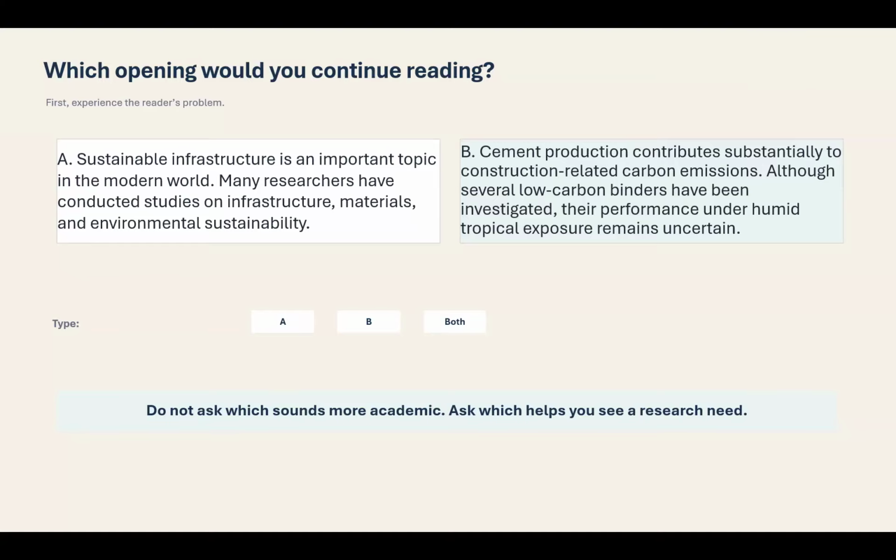Yes, sir. Here, it mainly introduces a specific research problem, and it identifies issues of carbon emission from cement production. And it identifies a research gap, that their performance under humid tropical exposure remains uncertain. So I think that's the reason a research need was emerging. That's the answer. Well, thank you, Ayesha.